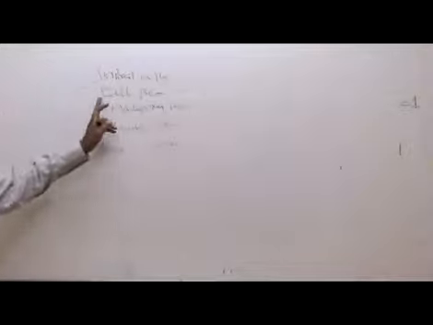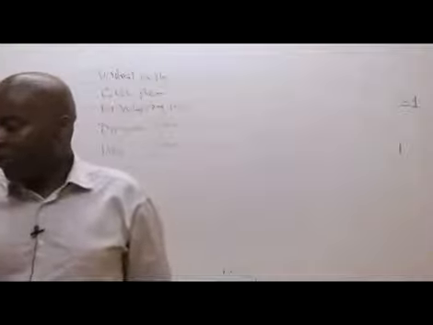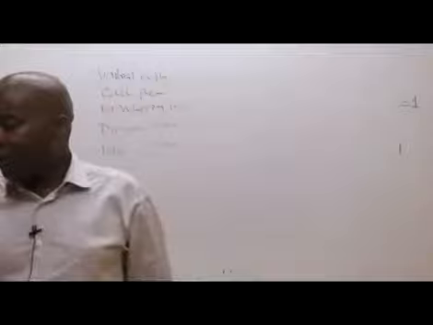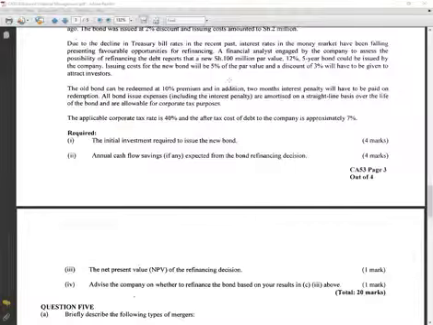So kama ni call premium, wamekuambia call premium ni nini? Wamesema call premium, wamekuambia hapa. The old bond can be redeemed at 10% premium and in addition 2 months. So 10% premium, very easy. Utakuja useme 10% of 100. 10% of 100, which will end up giving us what there? 10.